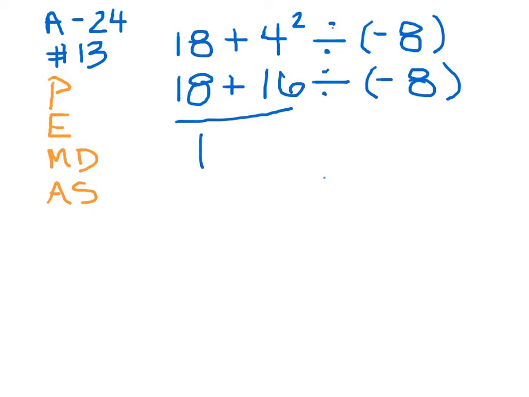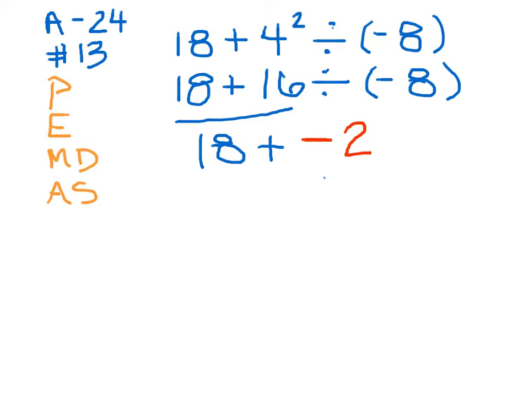So this is going to give me 18 plus 16 divided by -8. Well, the first thing I do is I decide on my sign. So I see one is positive and the other is negative. So the signs are different, right? So I know my answer is going to be a negative. And then 16 divided by 8 is 2. So I have 18 plus -2.